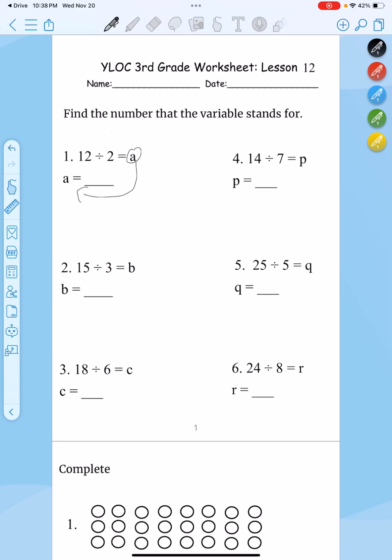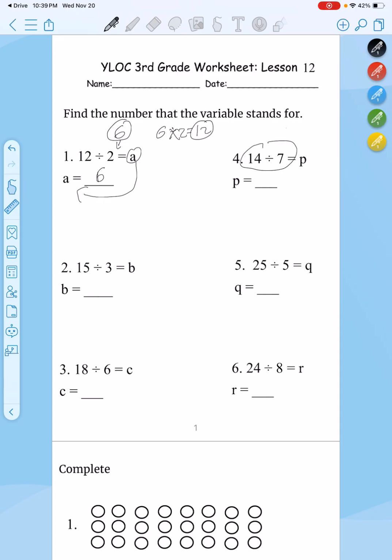So 12 divided by 2 is 6. And the way we could check that is doing 6, the answer that we just got, multiplying it by the second number. So it would be 6 times 2, which would get 12. So we could check that our answer is correct. And our answer would be 6, which is the variable.